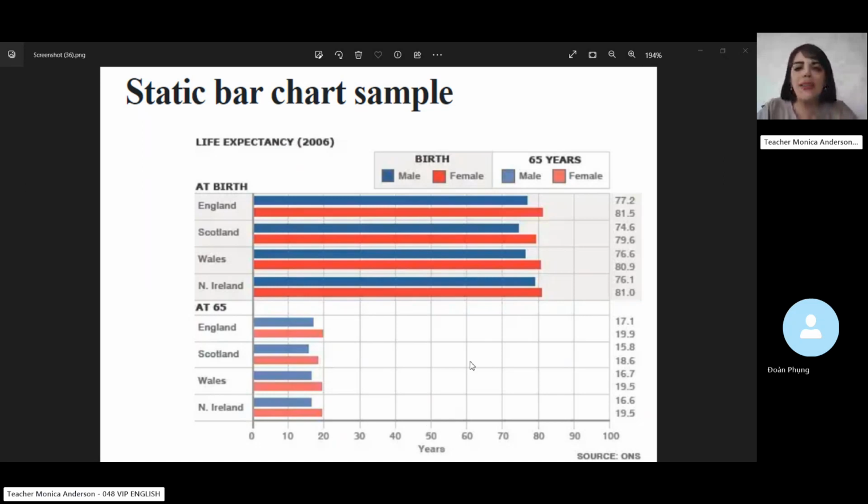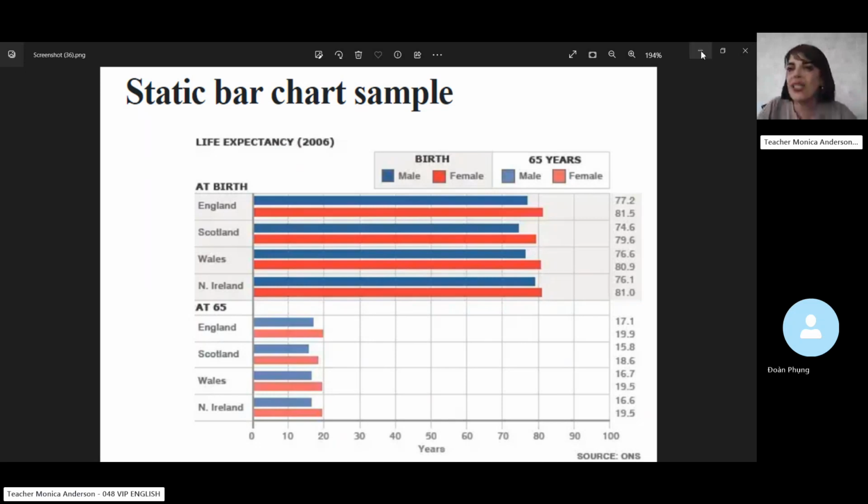The first thing, and maybe the most important thing about this type of chart, is that you need to divide your information into two parts because you need to make comparisons. We can compare female and male life expectancy across the whole chart, and we can see that in all categories, females have a higher life expectancy than males. Let's check it again. Female, red, higher.